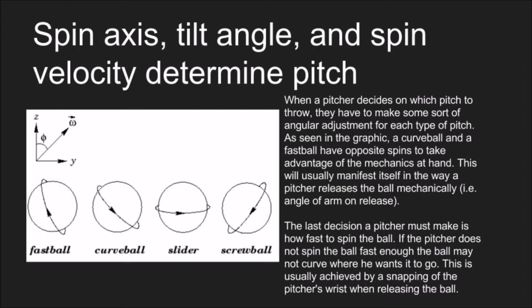Either the angle of the arm and the position of the wrist both have an effect on the spin of the ball. The last decision the pitcher must make is how fast to spin the ball. If the pitcher does not spin the ball fast enough, the ball may not curve where he wants it to go. This is usually achieved by the snapping of the wrist during the release of the ball. As you can see in the graphic, those are the different types of spins that a pitcher would want to have on these types of pitches.